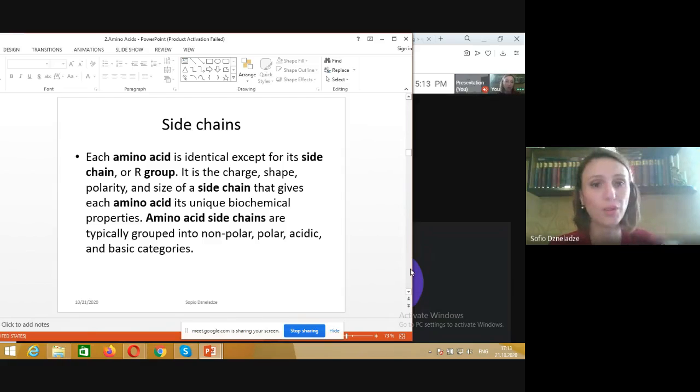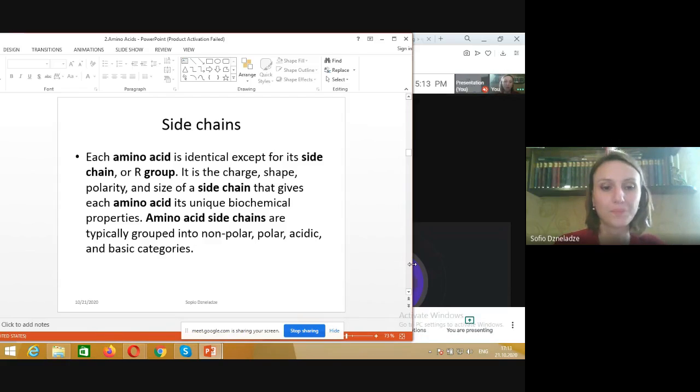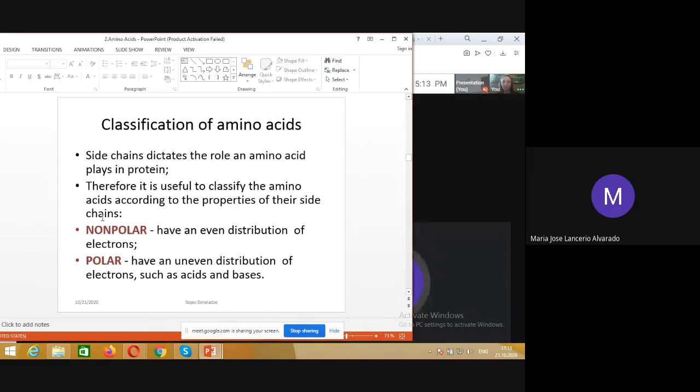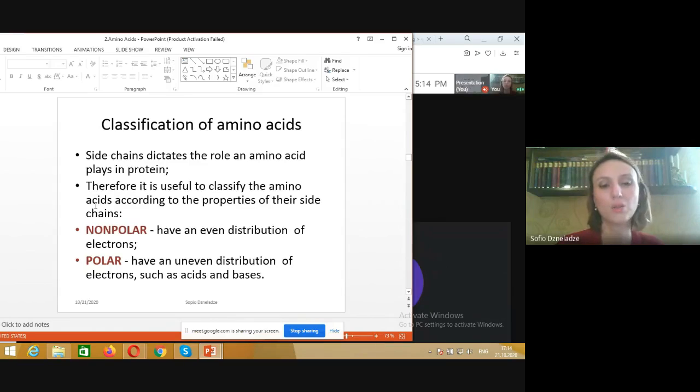So we can classify amino acids according to their side chains. Why side chain? Because the rest of the portion is the same, identical, but the side chains are different for each amino acid. That's why we can distinguish four different groups: non-polar, polar, acidic, or basic amino acids. Let's start with the classification. Lizzie, please listen to Maria and you will repeat this portion again.